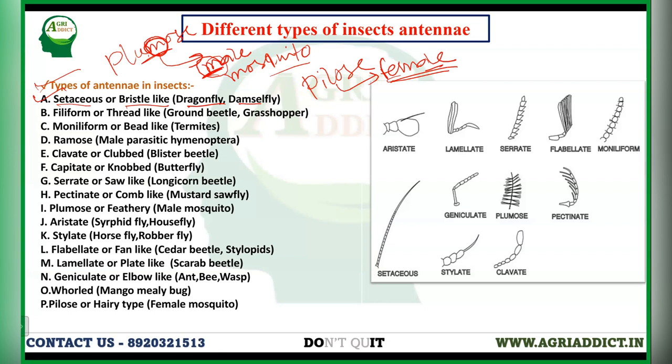And the size of the segments mainly decreases from the base to its apex. Like you can see, this is the base and this is the apex, and the size of the segments gradually decreases. This is somewhat thick, then at the terminal end it is very thin. It is mainly present in dragonfly and damselfly.